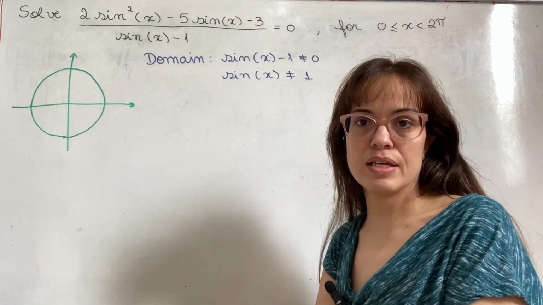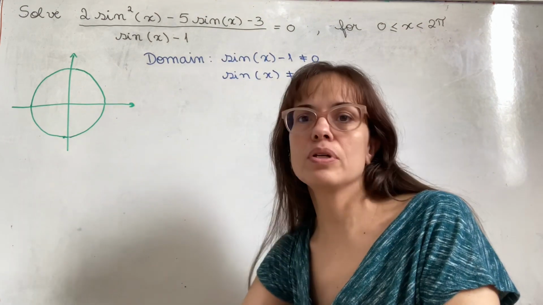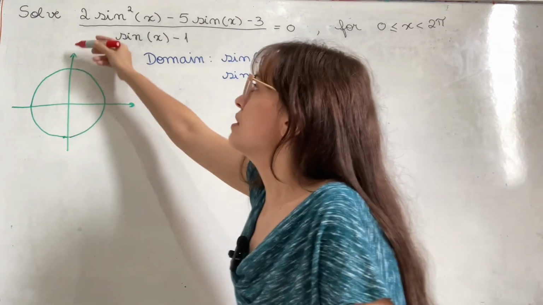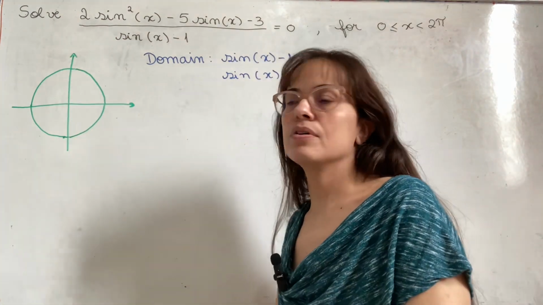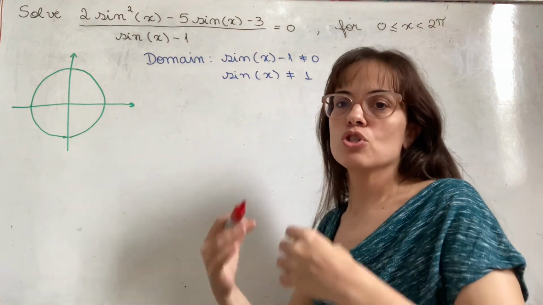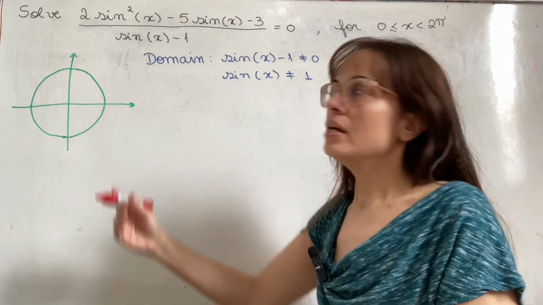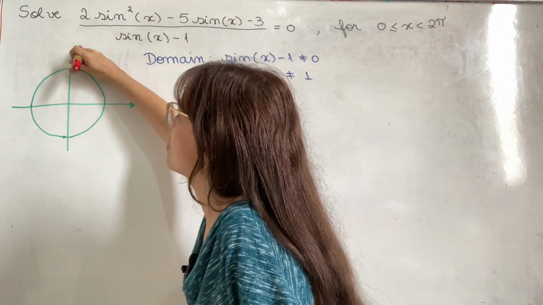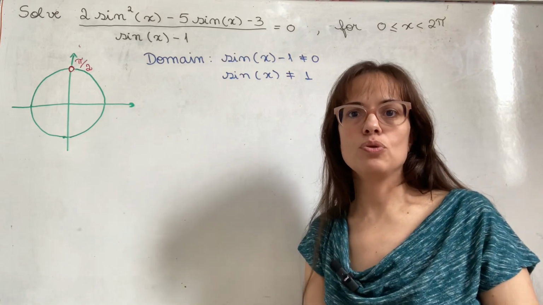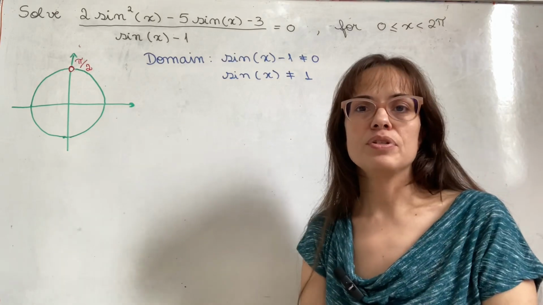So the sine of x can't be 1, and we are going to look at the unit circle to see what value is that. Well, the sine is the vertical axis in the trigonometric circle. So the circle has radius 1, so sine equals 1 is just the very top of the circle right here. That value is pi over 2, right, at the very top of the unit circle.